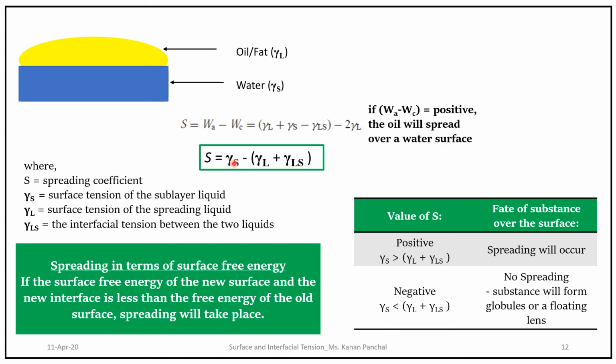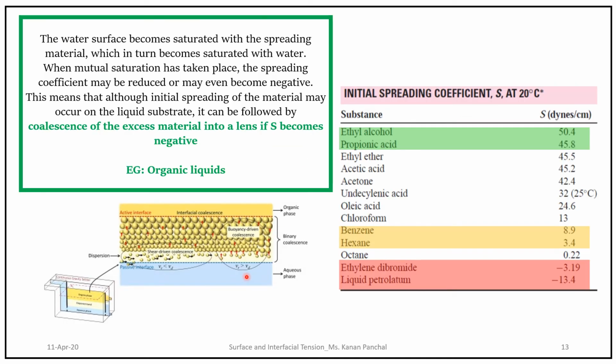Now, if gamma S is greater than the summation of these two terms, spreading will occur. If gamma S is negative or lesser than the summation of these two terms, then instead of spreading, there will be formation of globules or lenses which will float above the liquid. Now at some point, the water and the spreading material above it may become saturated with each other. When this mutual saturation takes place, the spreading coefficient S reduces, or it may also become negative. So at that point, the excess materials coalesce into lenses or globules and start floating above the liquid beneath.